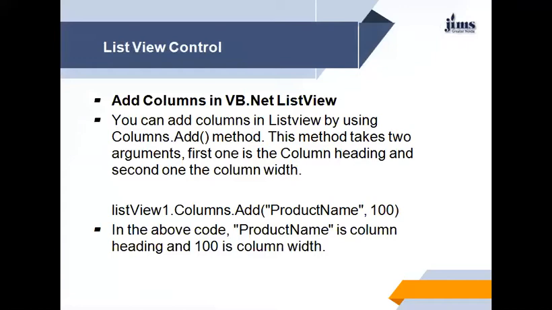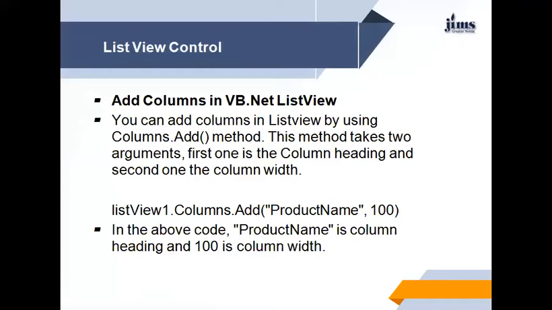Add columns in VB.NET list view. How will you add the columns in VB.NET list view? You can add columns in list view by using the Columns.Add method. This method takes two arguments. First one is the column heading and second one is the column width.